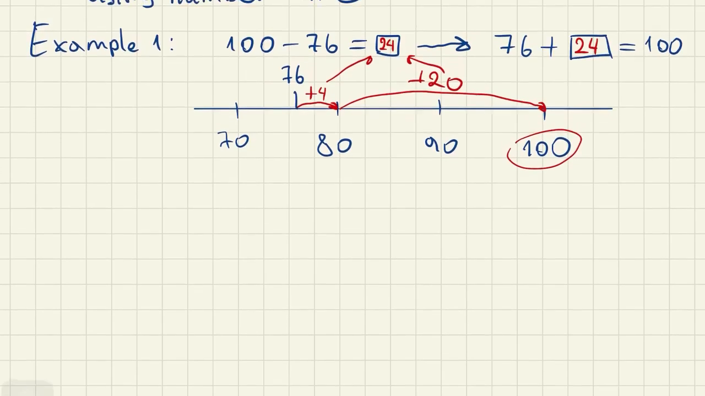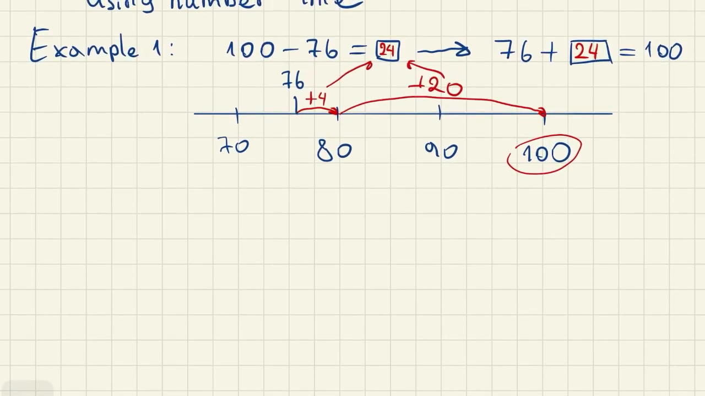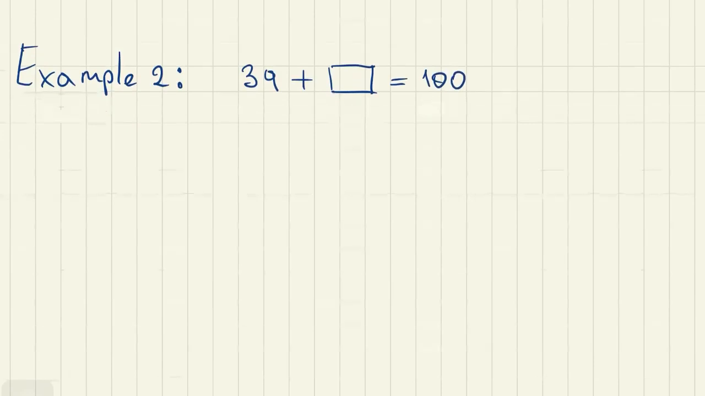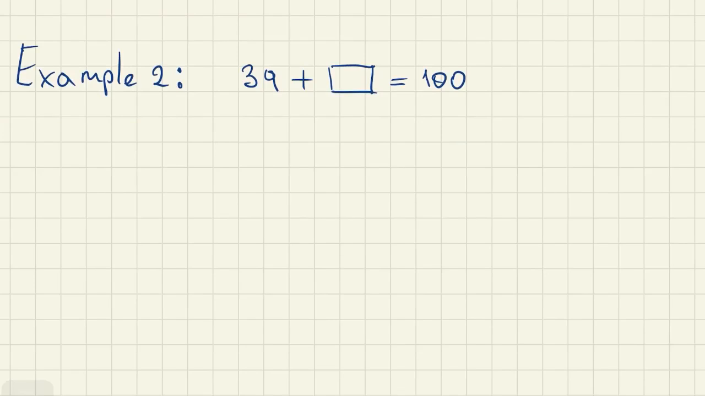Let's do a couple more examples on this topic. Let's say we want to do 39 plus something is equal to 100. What is this something? Yeah, so again, we draw a number line.